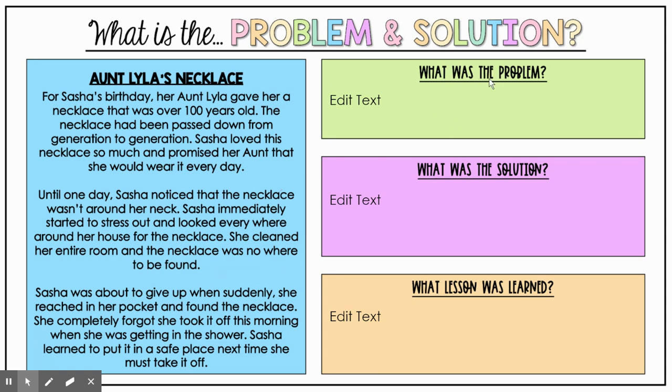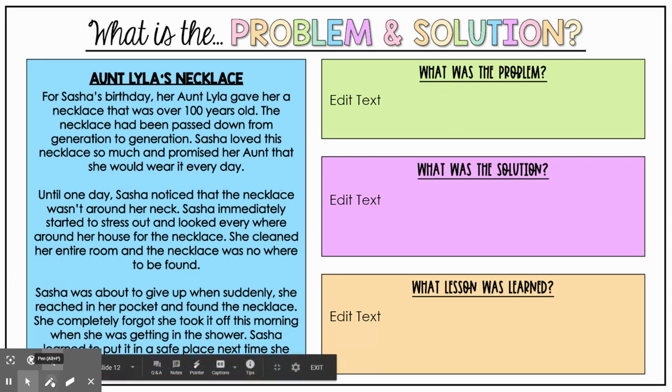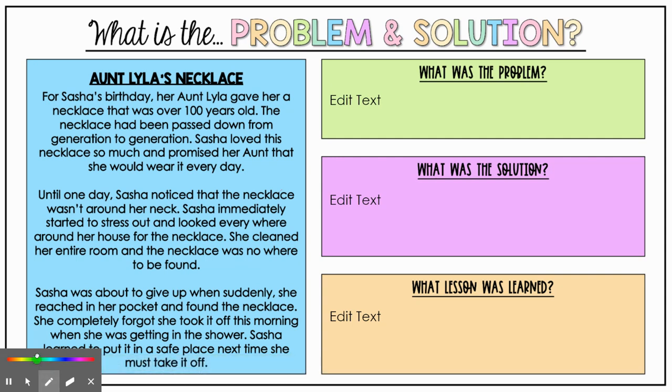Okay, so what was the problem in this story? Let me change my pen to a green color. Okay. The problem in this story was that Sasha lost the necklace, right? Sasha noticed that the necklace wasn't around her neck. So that is the problem.